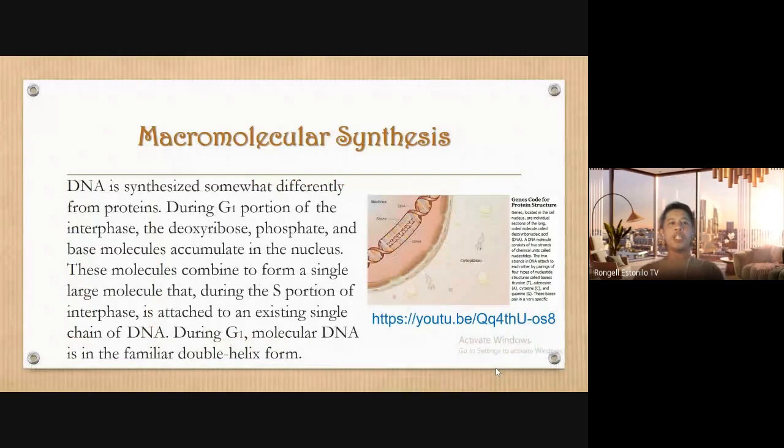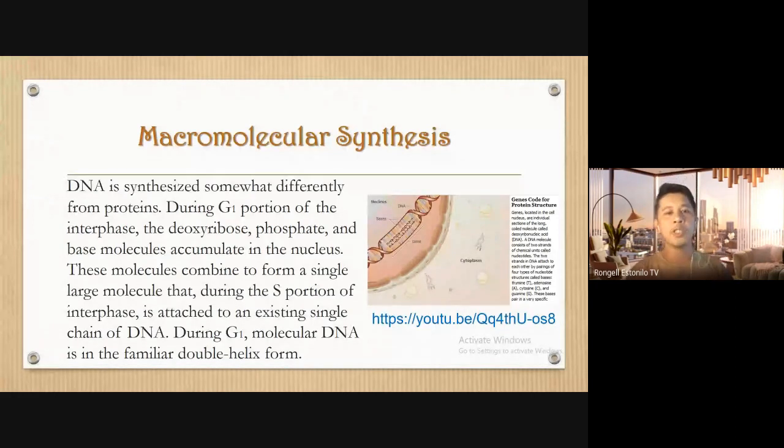Okay, so that's how the DNA synthesis is based on the video. Again, DNA is synthesized somewhat differently from protein, although both of them are essential. So take note, there are two kinds of cell, although it was not mentioned in the video: the eukaryotic and prokaryotic. One cell has a nucleus and one cell has no nucleus. The eukaryotic has a nucleus, the prokaryotic does not.